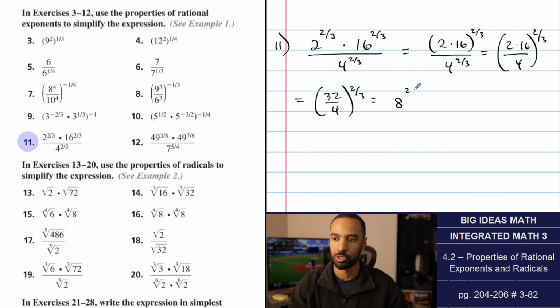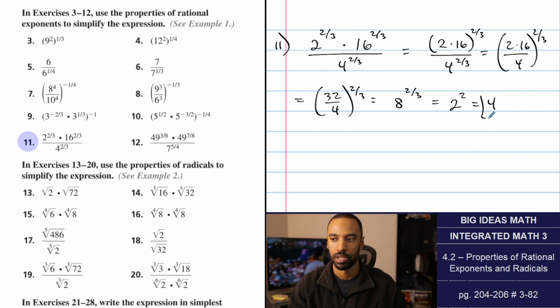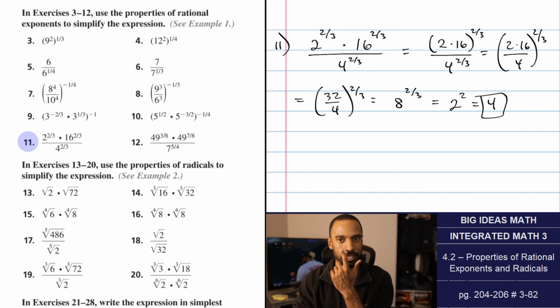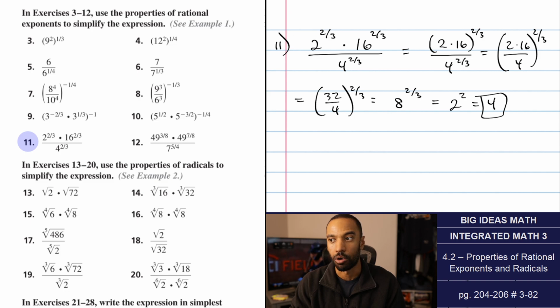8 to the 2/3 power. Now this is one that I hope they're not boxing, because you can take the cube root of 8. Cube root of 8 is 2, and 2 squared is 4. So we should just be writing 4 as that answer, not 8 to the 2/3, despite the fact that in that problem you have a fractional exponent.